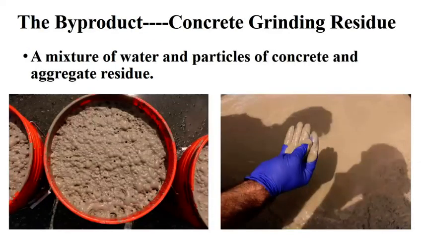During the diamond grinding process, there is a byproduct called concrete grinding residue. We usually call it CGR. CGR is a mixture of water and particles of concrete and aggregate residue. These two pictures show how CGR looks, and we can also call CGR slurry. The picture on your left side shows slurry in the bucket, and the picture on your right side shows we can use our hand to feel the texture of the CGR.